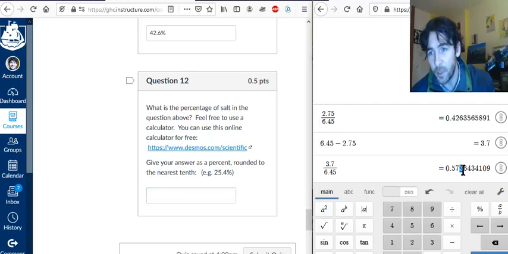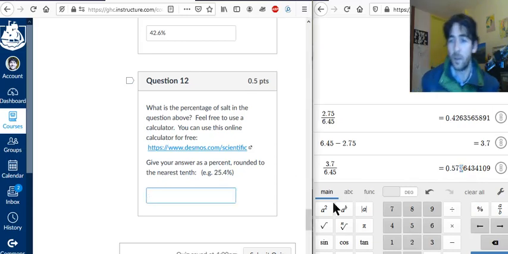And do you keep the 3 or what do you do? So after the 3, there's a 6. So we must round up. So that's 0.574, which is 57.4%. Another way to look at it, it's 0.57364 and so on, which is 57.364 etc. percent. And if I round that, I get 57.4%.